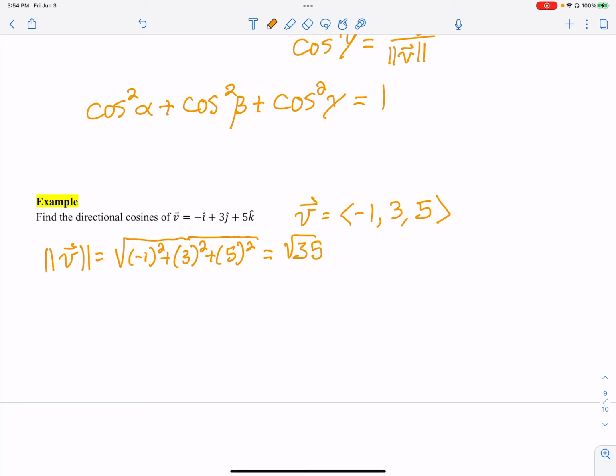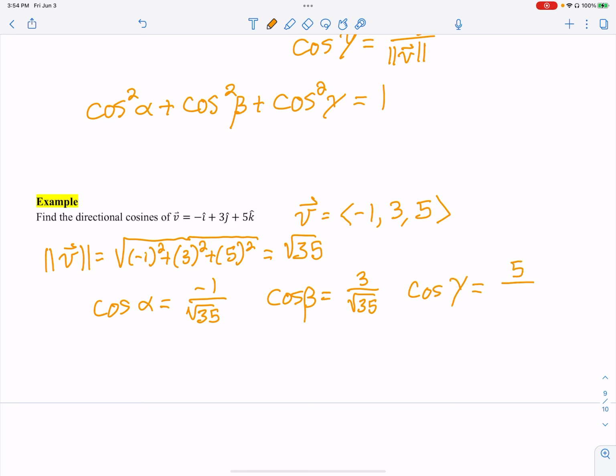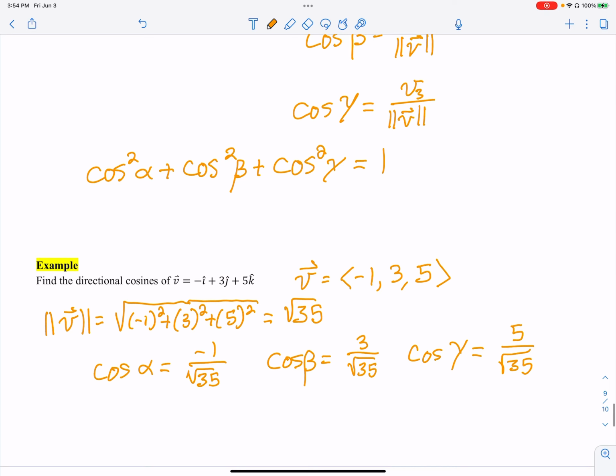I'm going to set up these equations, but I'm not going to solve them because I believe you can do trig, I hope. Cosine of alpha is equal to -1 over root 35, and we would just solve for alpha. Cosine of beta is the y component, 3 over the square root of 35, and cosine of gamma is the third component, 5 over the magnitude. Then we would just take inverse cosines and solve for each angle, and that would be it. Like I said, these show up very, very rarely, but it's worth going over.